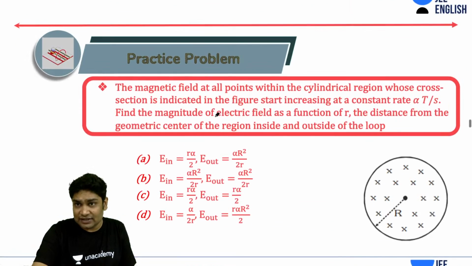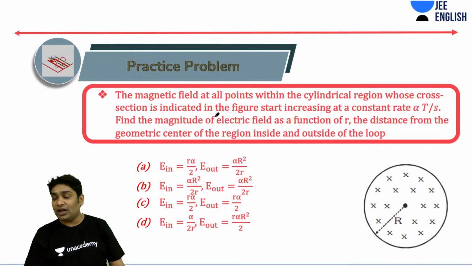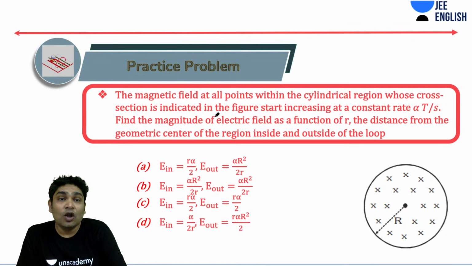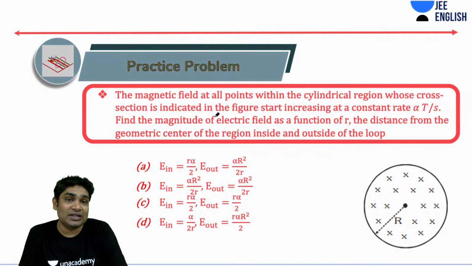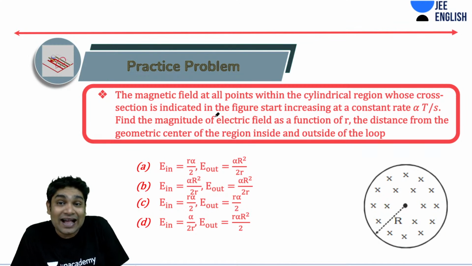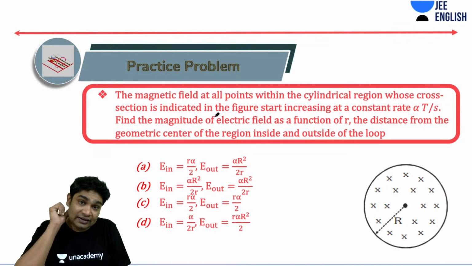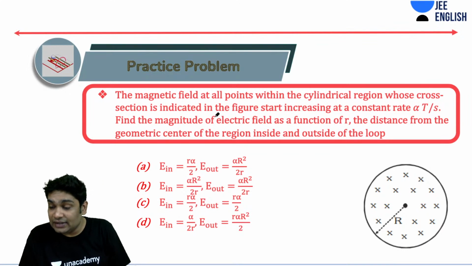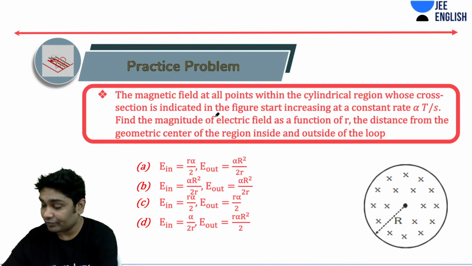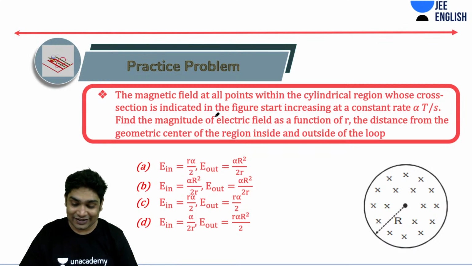First of all, this is a very standard situation which we are often asked to analyze. It says the magnetic field at all points within a cylindrical region whose cross section is indicated in the figure starts to increase at a constant rate of alpha Tesla per second. Now you have to find the magnitude of the electric field that is getting induced as a function of small r, the distance from the geometric center, and r can lie both inside and outside. So try this. Let me know how you would have gone about this.